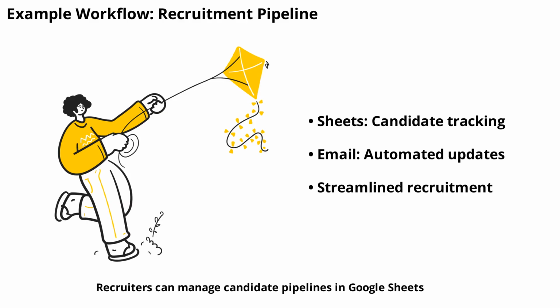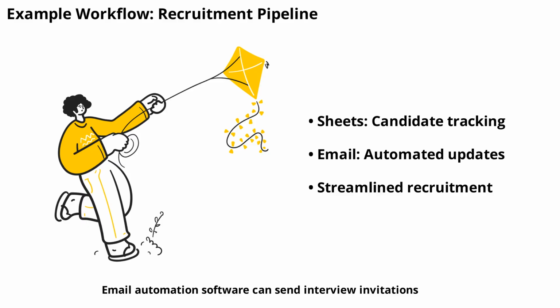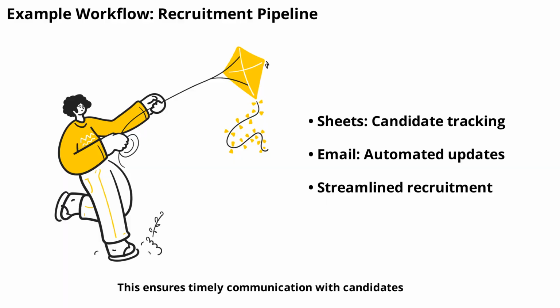Recruiters can manage candidate pipelines in Google Sheets, tracking applications, interviews, and statuses. Email automation software can send interview invitations, status updates, and rejection letters automatically. This ensures timely communication with candidates and organized recruitment data for the team.